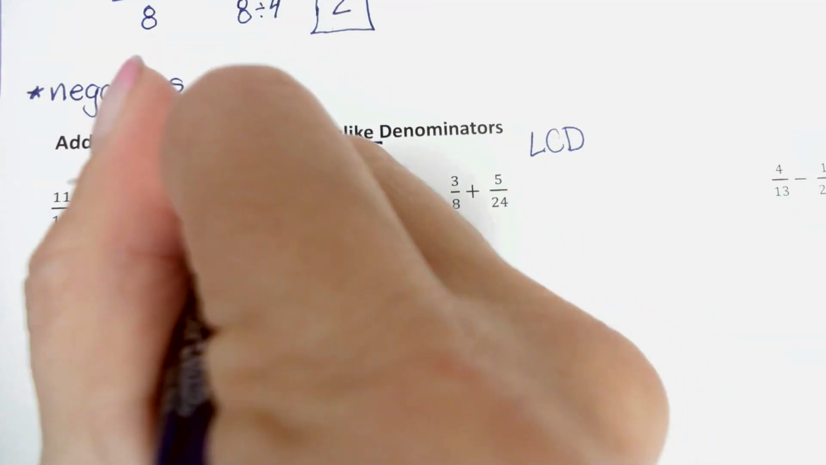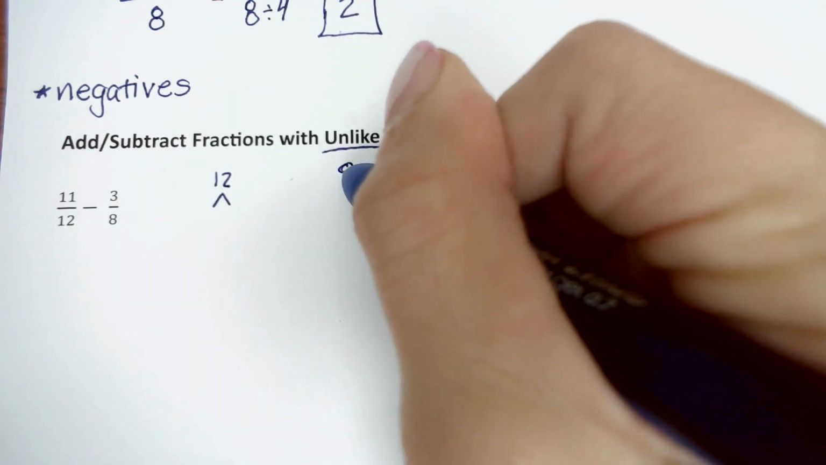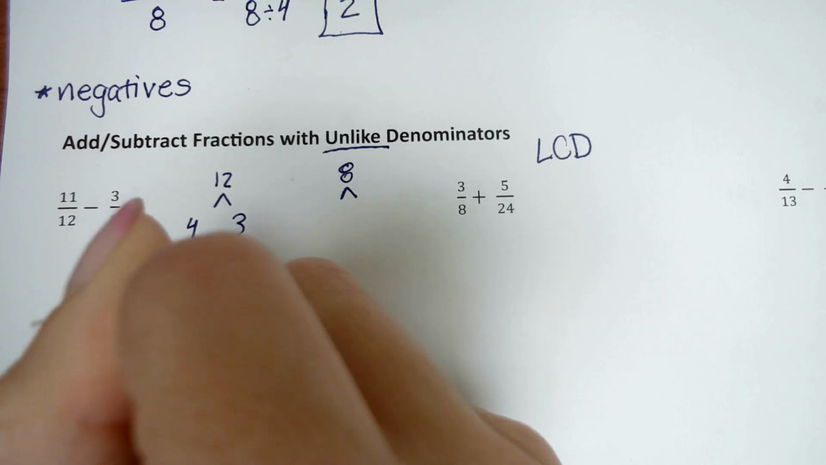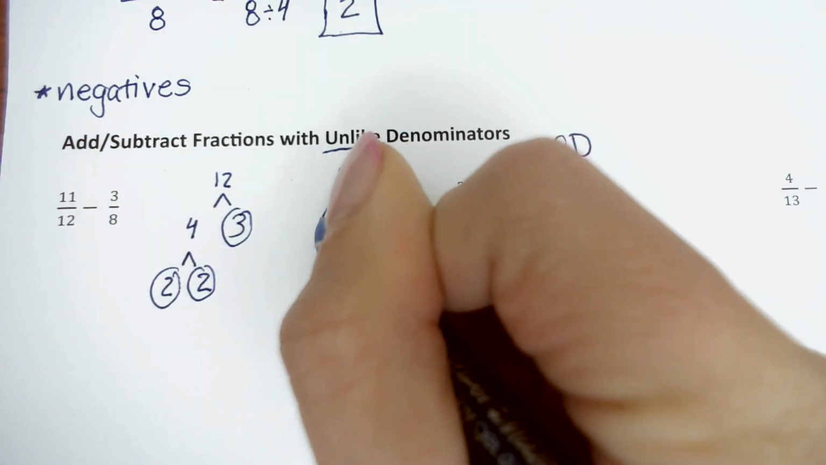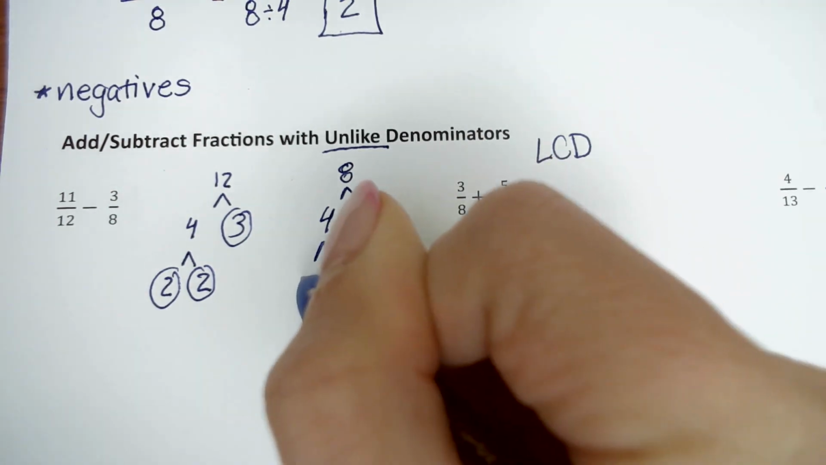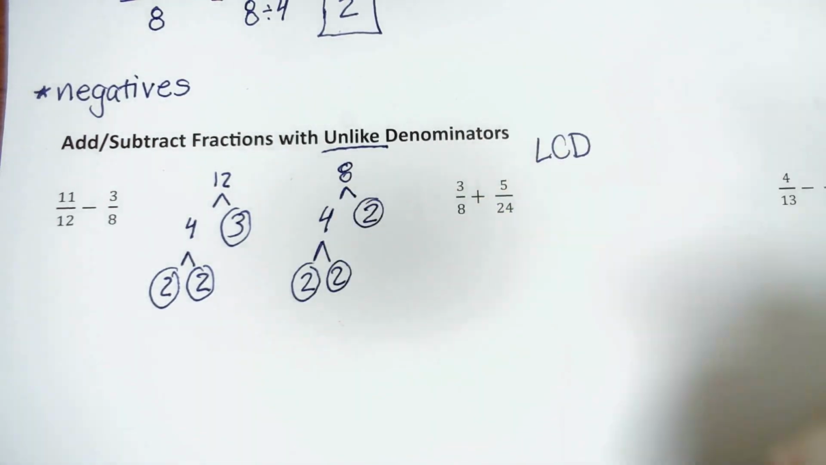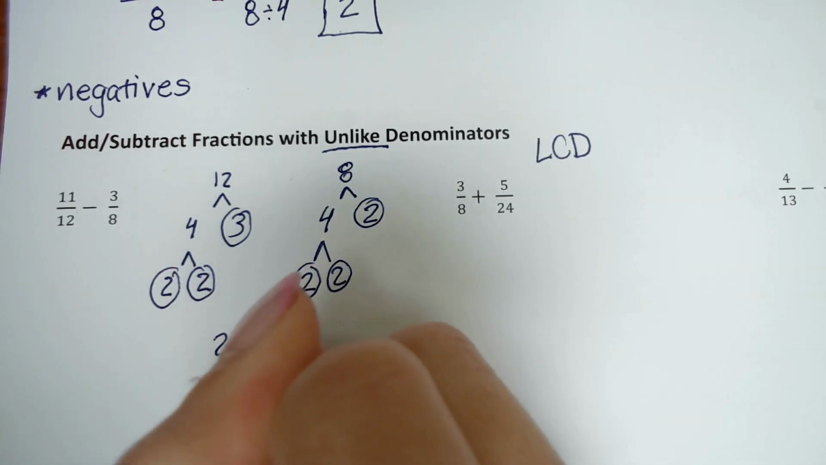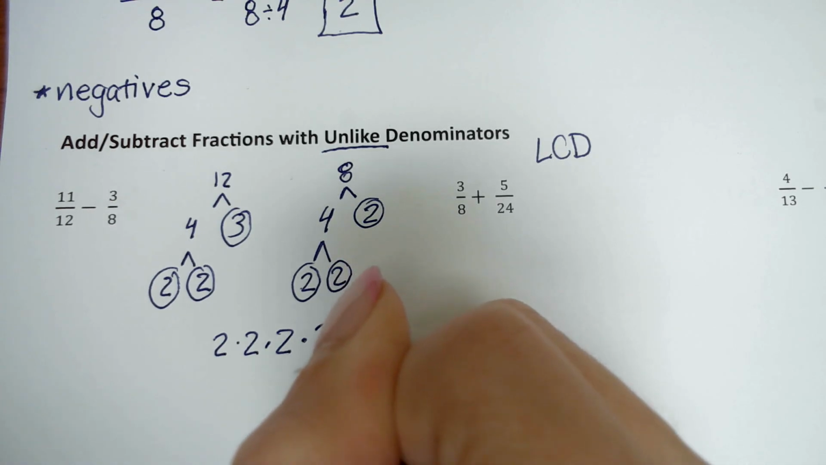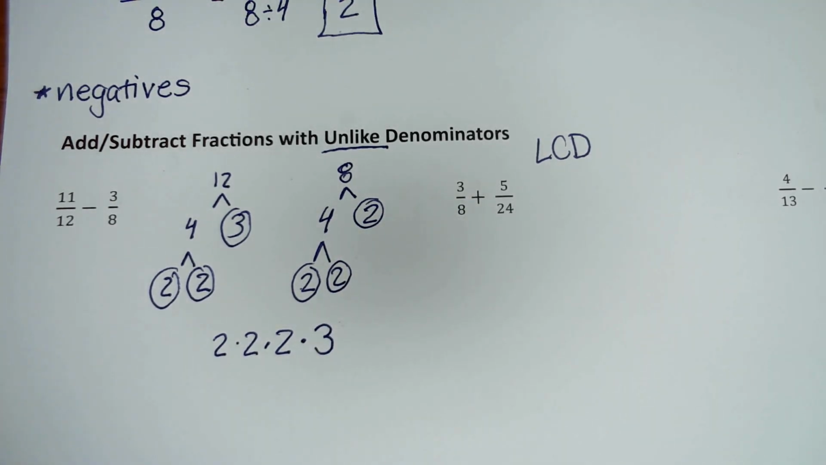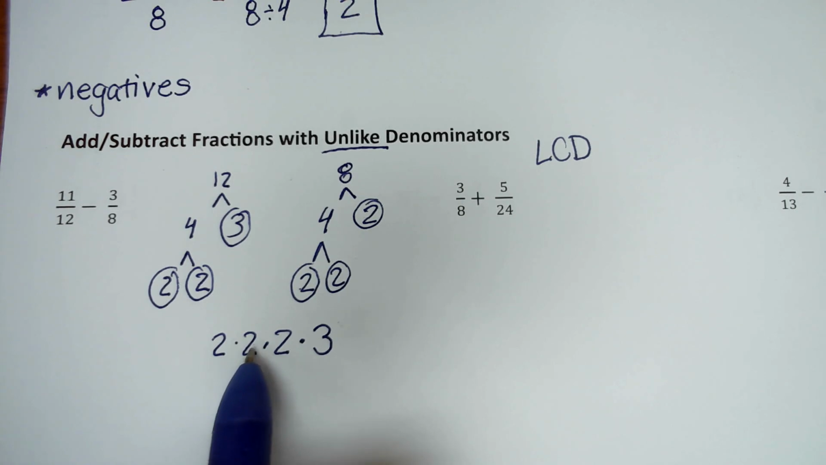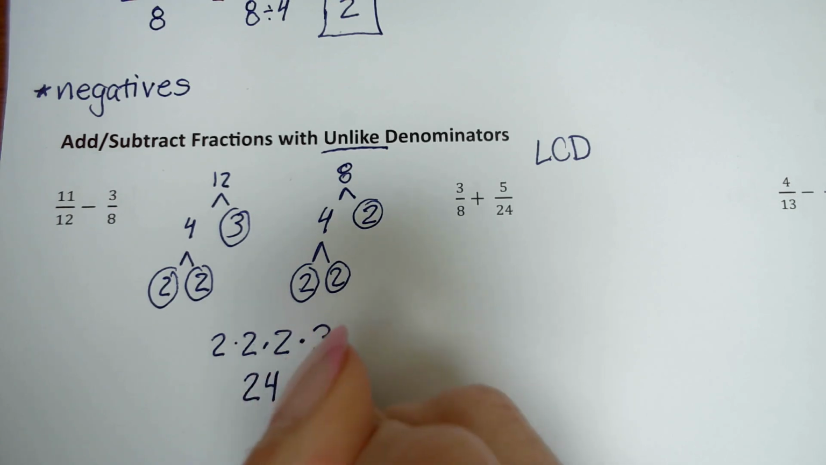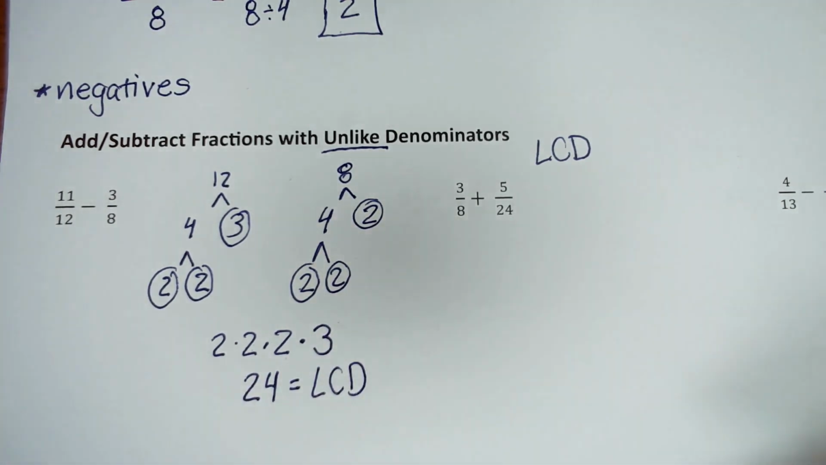So we could do 12 and 8. 12 is 4 times 3, 4 is 2 times 2, and 8 is 4 times 2, 4 is 2 times 2. So the most 2's I have is 3 2's, and the most 3's I have is 1, so 3. So 2 times 2 is 4, times 2 is 8, times 3 is 24. So our LCD is 24.